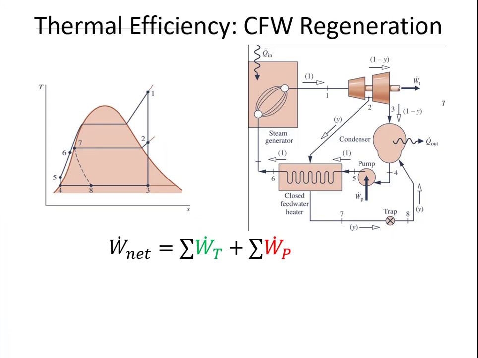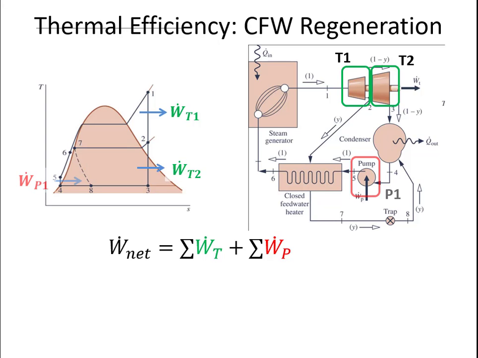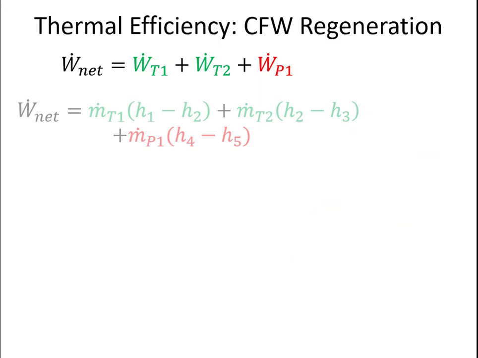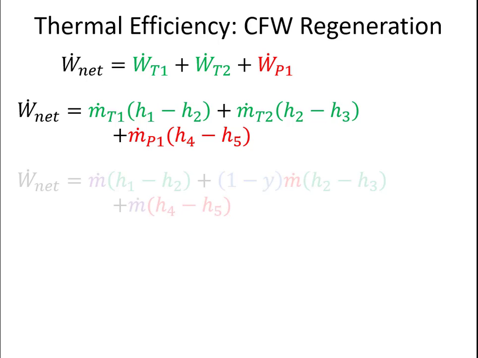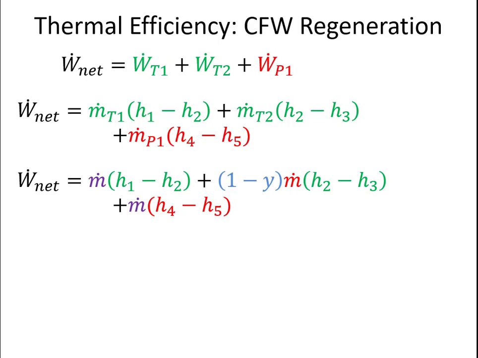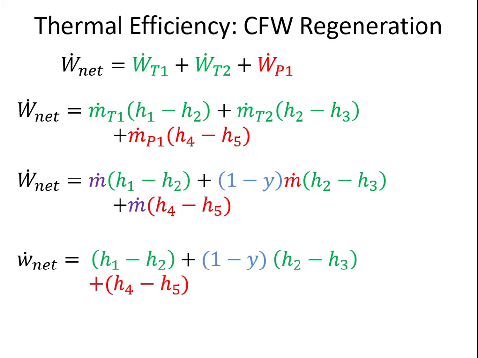Again, I want to find my net power. Again, I have 2 turbines, but now I only have 1 pump. So I can find an expression for net power. I can expand this expression by doing a first law analysis on each component, and then I look at what are the individual mass flow rates going through the 2 turbines and the pump. I can divide both sides by m dot again, and I have an expression for the net power per unit mass flowing through the system as a function of my enthalpies and of the undiverted mass flow rate.